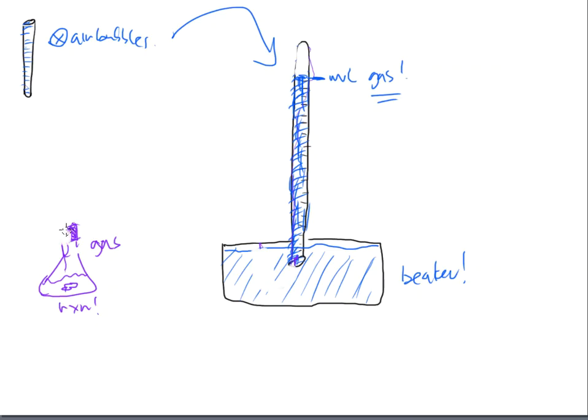Next up, we don't really use an Erlenmeyer flask either over here to the side. If we did, how on earth are we going to get the gas over into the eudiometer? We're just not going to be able to do that. So we completely get rid of this extra little flask that sits over to the sides of these things.